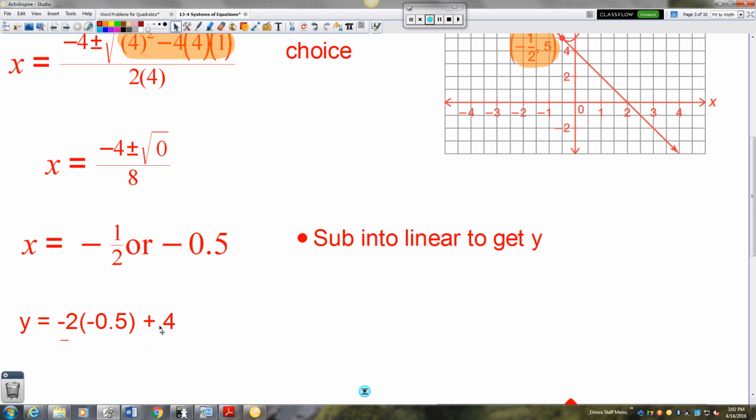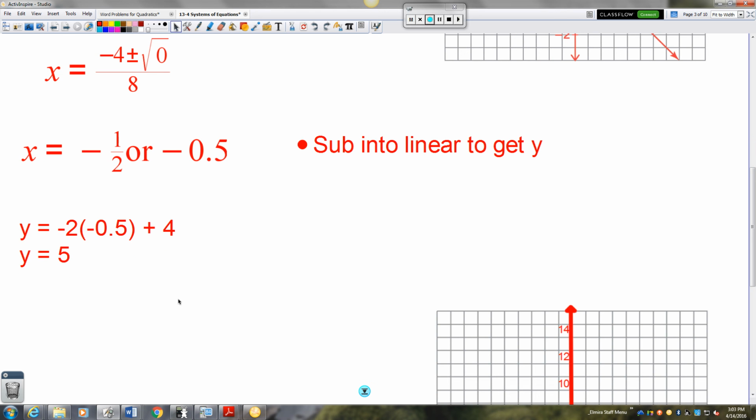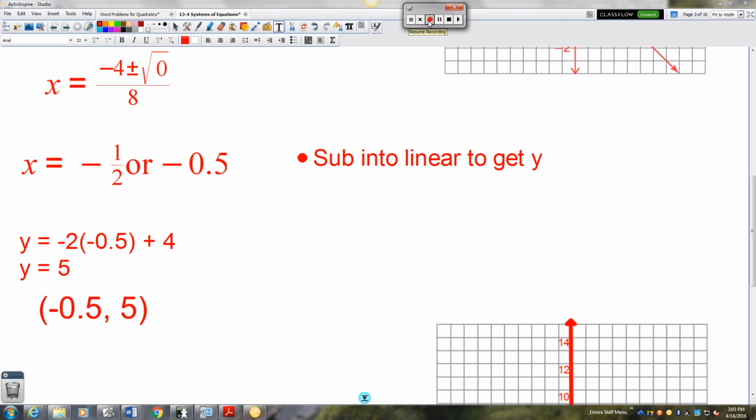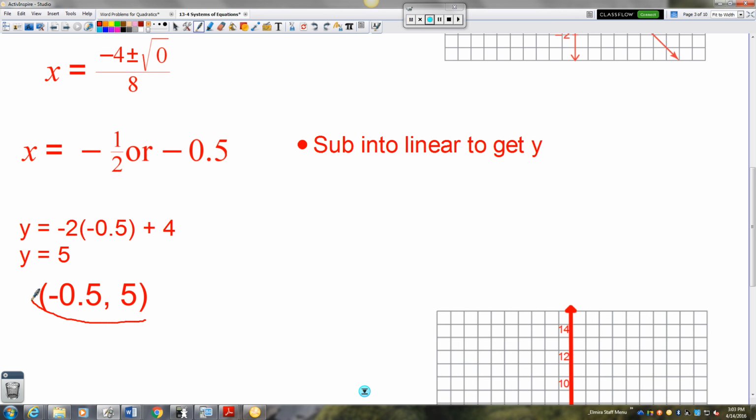So I'm going to sub in. I chose to sub in with a decimal into the linear equation. So -2 instead of times x. I'm going to sub in the -0.5, add 4, and I get a y value of 5. So that makes my full-on solution -0.5 and 5. That is my final answer.